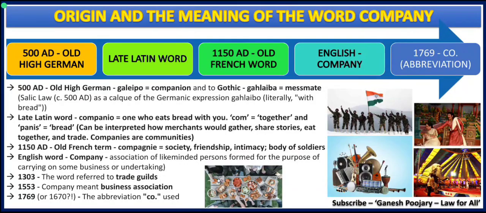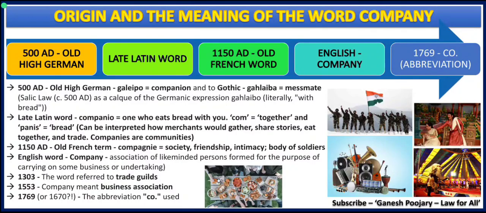The next word sounds more emotional to me, which came from Old French during 1150 AD. The French term compagnie was used to mean society, friendship, intimacy, etc. Look at that last part: it was used to refer to a body of soldiers. What does it mean when we say body of soldiers? It means a strong, trustworthy connection between individuals, right?